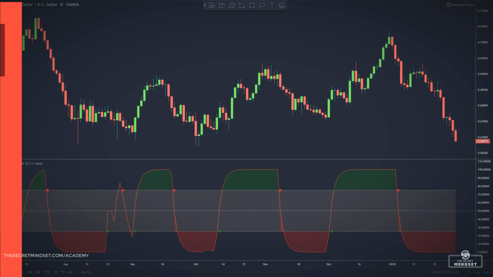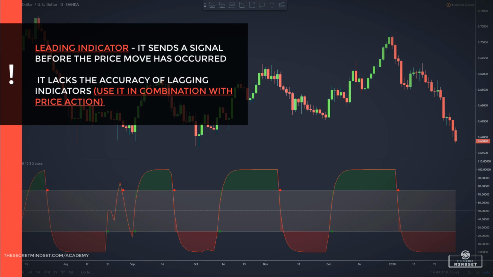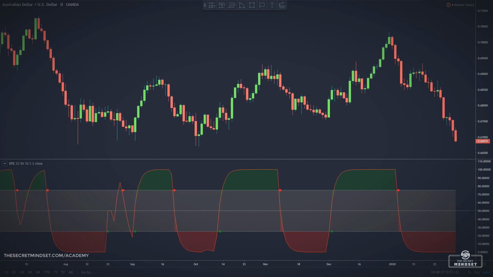STC is a leading indicator, which means that it sends a signal before the price move has occurred. It also means that it lacks the accuracy of lagging indicators and should be used in conjunction with other technical analysis tools, never on its own.